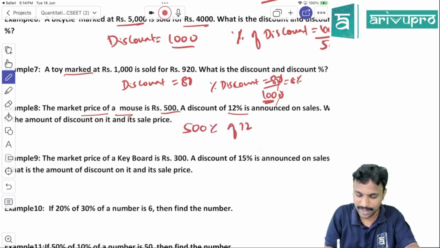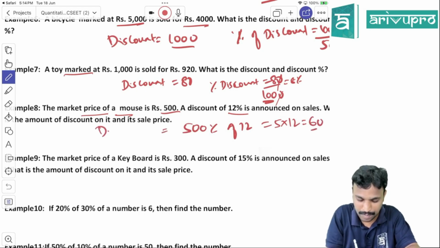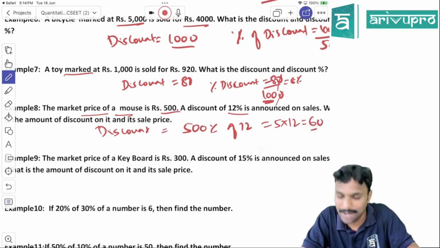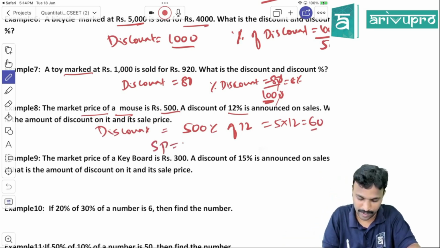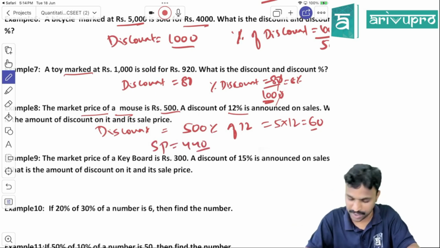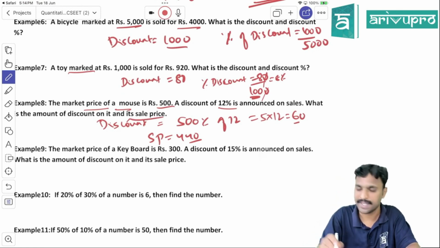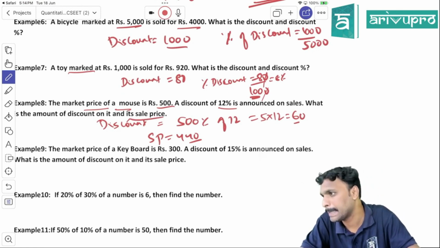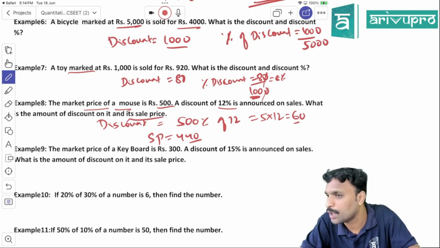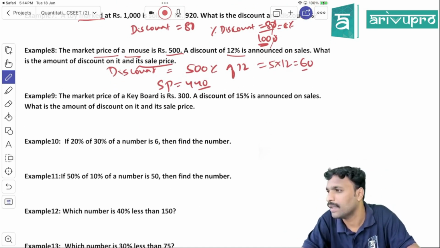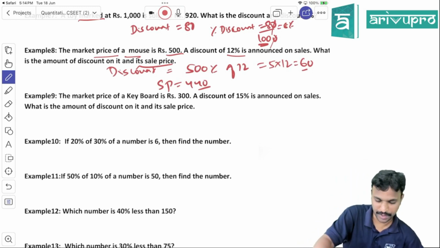5% of 12. That means 5 into 12, which is 60. So what is the discount? Discount is 60 rupees. Now, what is the sale price? 440. The question asked here is: what is the amount of discount and what is the sale price? Clear? Everyone, are you clear? Solve the next question.